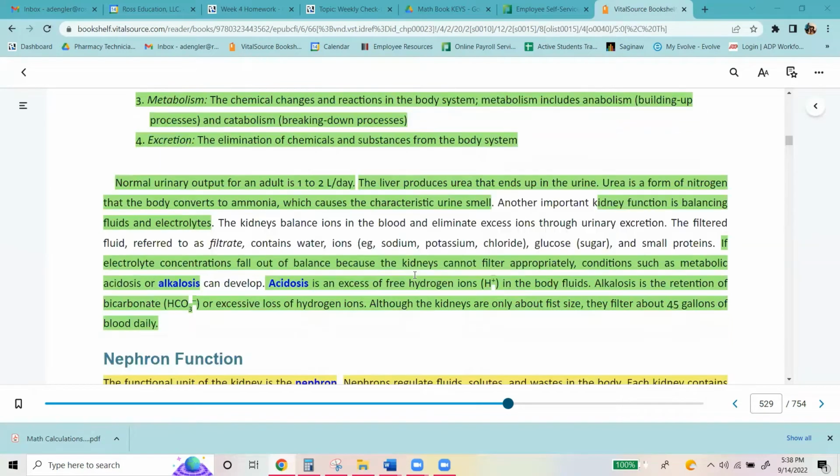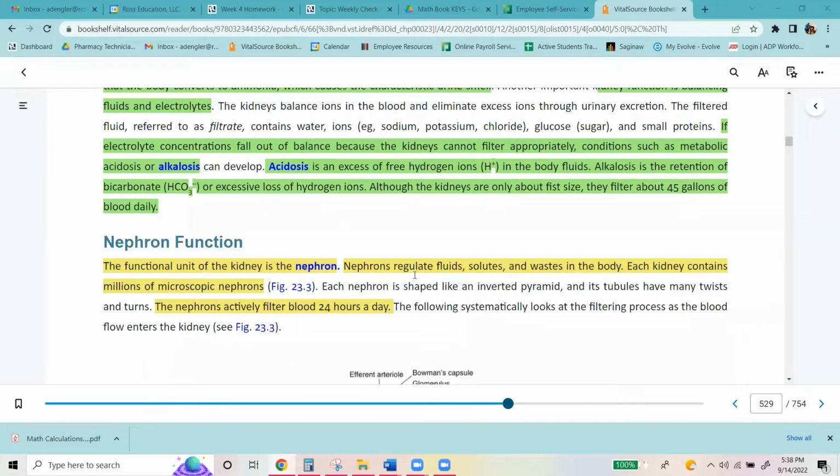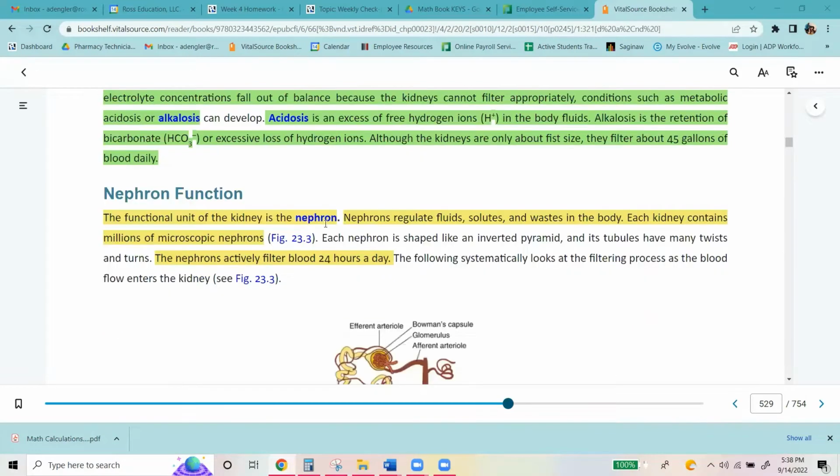If electrolyte concentrations fall out of balance because the kidneys cannot filter appropriately, conditions such as metabolic acidosis or alkalosis can develop. Acidosis is an excess of free hydrogen ions in the body fluids. Alkalosis is the retention of bicarbonate or excessive loss of hydrogen ions. Although the kidneys are only about fist size, they filter about 45 gallons of blood a day.